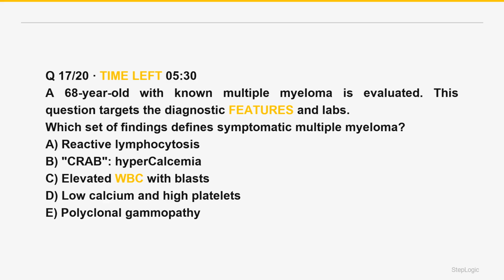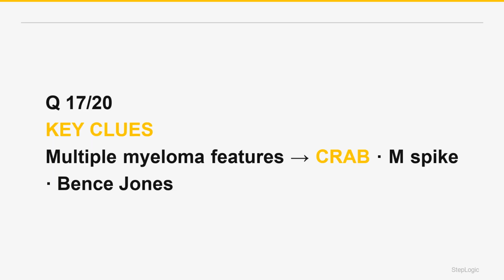Which set of findings defines symptomatic multiple myeloma? A 68-year-old with known multiple myeloma is evaluated. This question targets the diagnostic features and labs. Read the command. Which findings define symptomatic multiple myeloma? CRAB, hypercalcemia, renal, anemia, bone lesions, M-spike, Bence-Jones, rouleaux, clonal plasma cells.